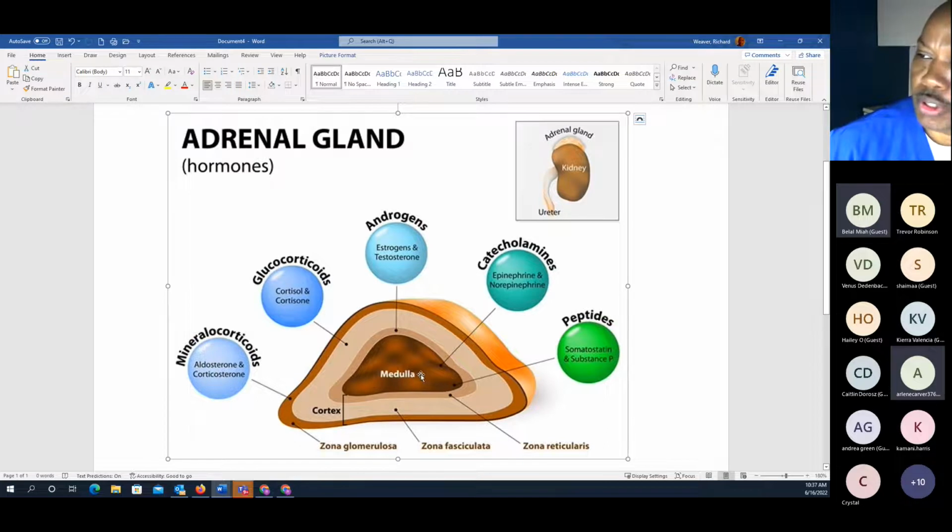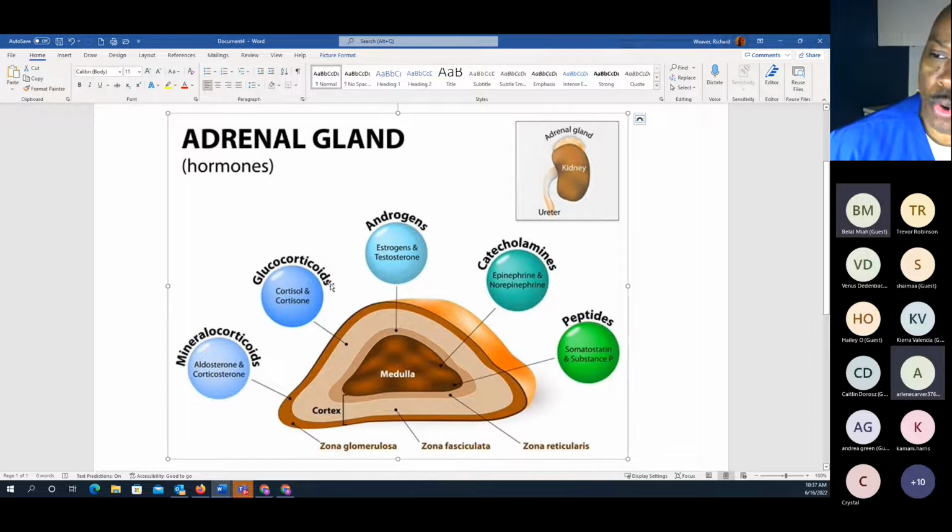The medulla produces your catecholamines, such as your epinephrine and your norepi. This is what I'm more concerned about, not so much as that, but the catecholamine. So just remember that. However, when we're talking about the cortex, we're talking about the mineralocorticoids, meaning aldosterone and corticosterone, but more particularly the aldosterone.